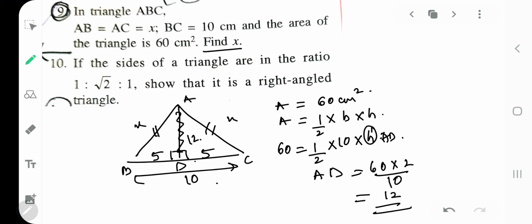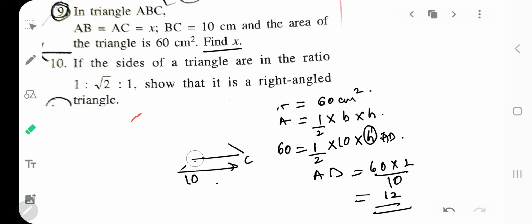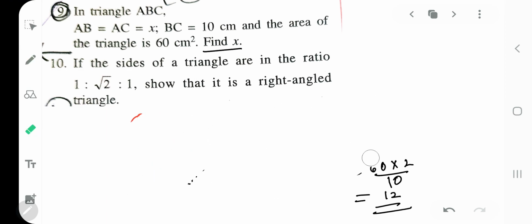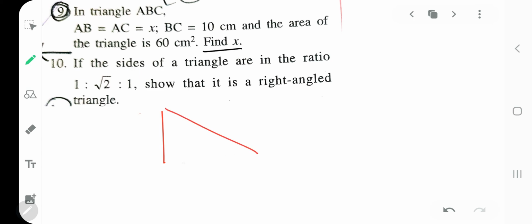Now my dear kids, you can go in this triangle and use the Pythagoras theorem. This is 5, this is 12 and you will get the value of x. Clear with this? I'll take your next, that is your 10th, which says if the sides of a triangle are in ratio, show that it is a right angle triangle. If I draw something like this, if I put this as 1x, 1x and this is root 2x.